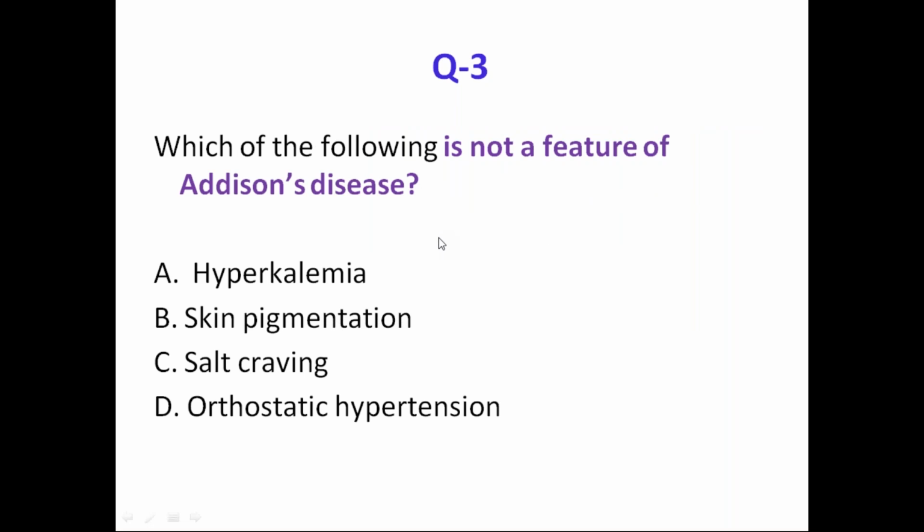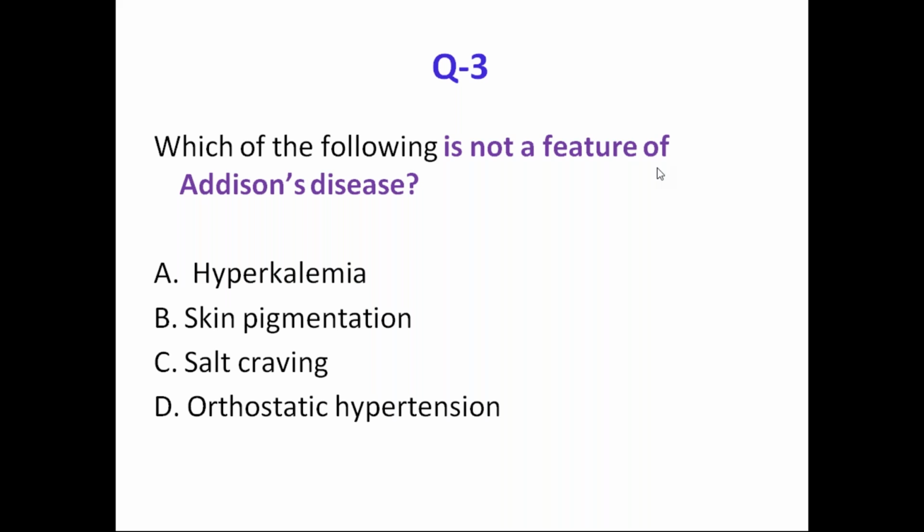Which of the following is not a feature of Addison's disease? Hyperkalemia, skin pigmentation, salt craving, orthostatic hypertension. Orthostatic hypertension. Come again, repeat it. Orthostatic hypertension. So it's orthostatic hypotension. Hypertension. Okay, good.